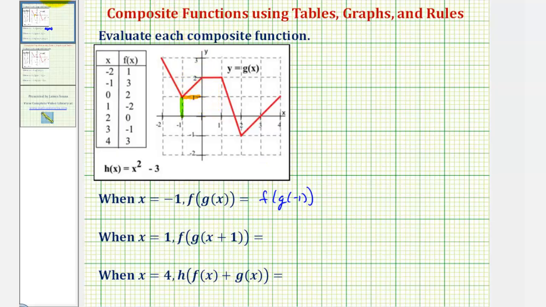So this simplifies to f of +1, since g of -1 equals +1. And now we'll look at the table for f of x and find the output or y value when the input or x value is +1. And here's where x equals +1, and notice how the y value or function value is -2. So -2 is the output when the input is +1. And since f of 1 equals -2, this is our composite function value.